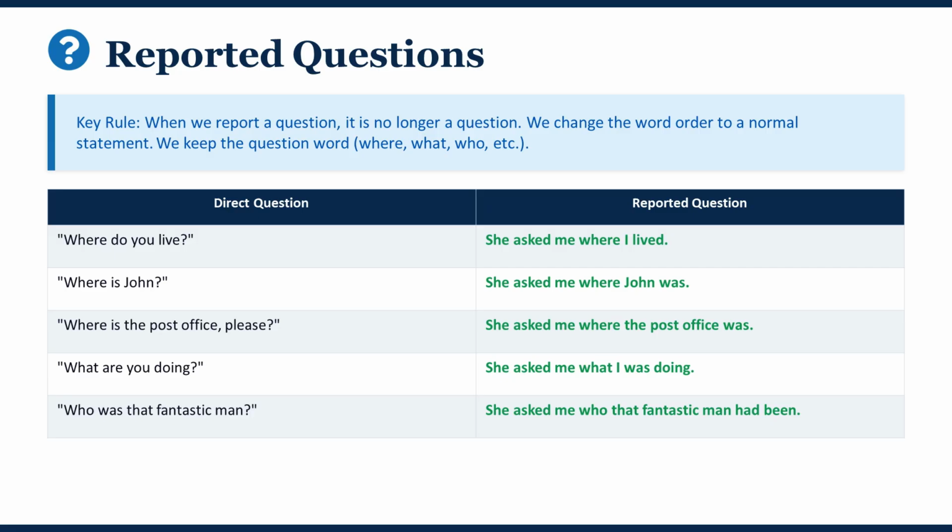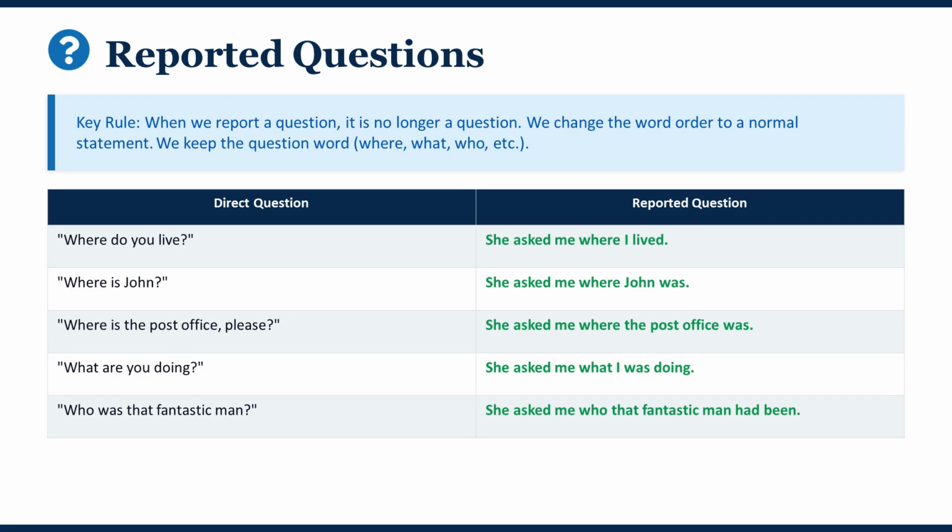Now let us move on to reported questions. This is very similar to reported statements. The tense changes are the same. But there is one very important rule to remember. When we report a question, it is no longer a question anymore. So we need to change the word order from a question structure to a normal statement structure. We do keep the question word, such as where, what, or who. Let us look at some examples. "Where do you live?" becomes, she asked me where I lived.